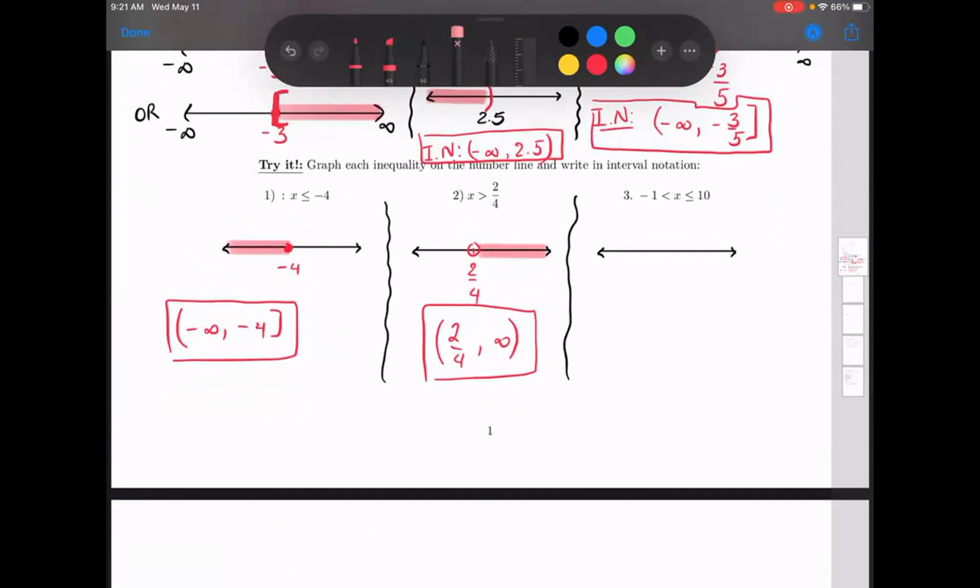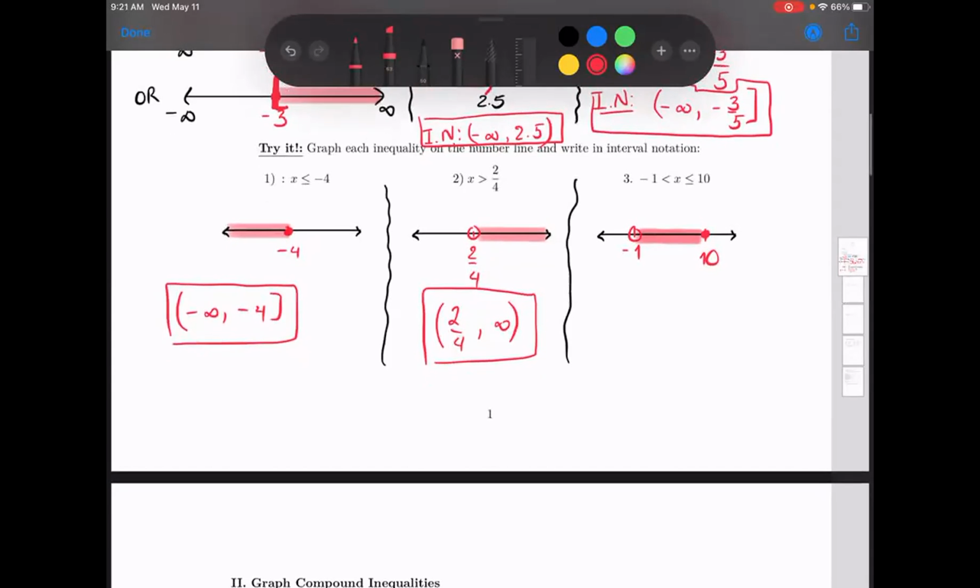Number 3 is x being sandwiched between -1 and 10. So -1 is not included, so hollow, and then less than or equal to 10, the 10 is included, so solid. Because, like I said, it's being sandwiched, so it's everything between -1 and 10, whatever numbers you're given. If you got number 1 correct, give yourself a bonus check mark. If you got number 3 correct, give yourself another bonus check mark.